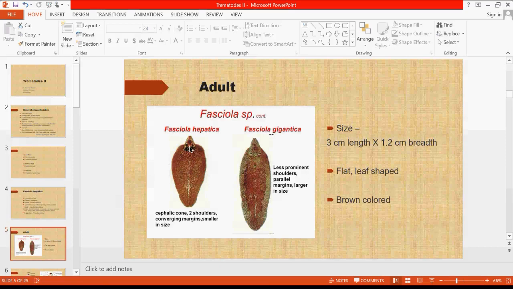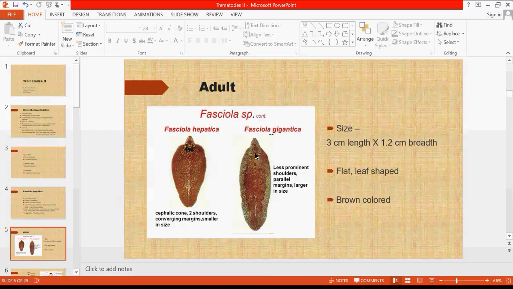So this is about 3 centimeters in length and 1.2 centimeters in breadth, about 1.2 to 1.5 breadth. Okay, that is the size of the Fasciola hepatica adult. Then they are mainly brown in color, and you can see the anterior end is slightly prominent. You can easily see the prominent end, and they have a type of shoulder, like two shoulders. You can clearly observe this in Fasciola hepatica.